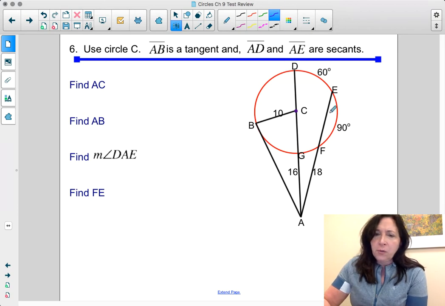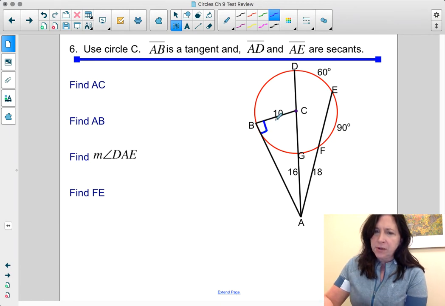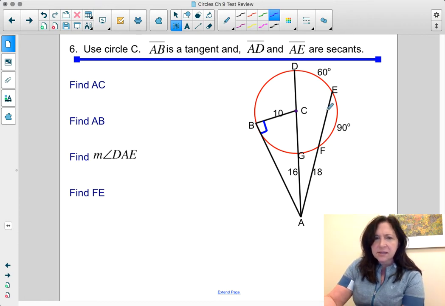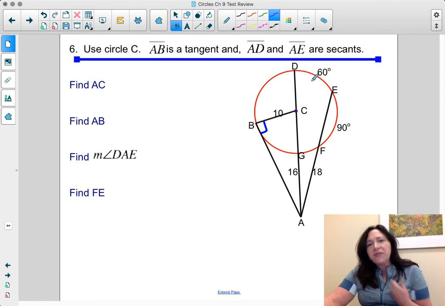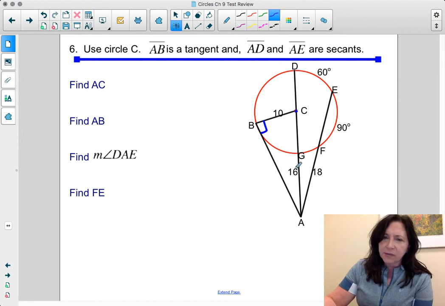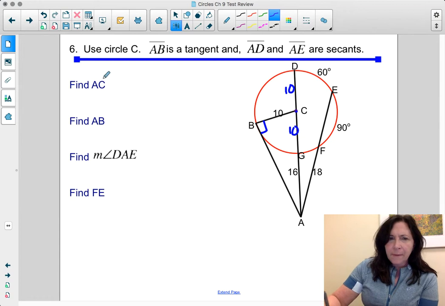For this circle, we know that AB is tangent. Well, if it's tangent, then that means that that's perpendicular. We know that AD up here and AE are secants. So our job is to find all these values. Well, to find the first value, which is AC, which is this length from here to here, remember, all radii are congruent, which means that's 10, and so is that. So that means that that's 10 plus 16, which is 26.